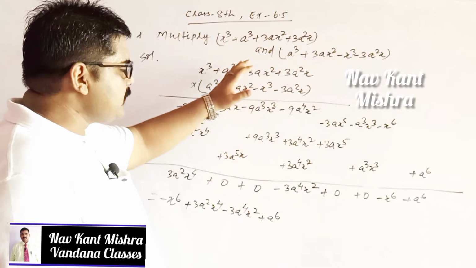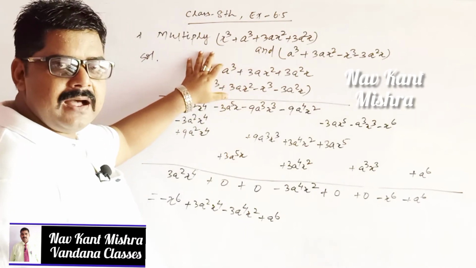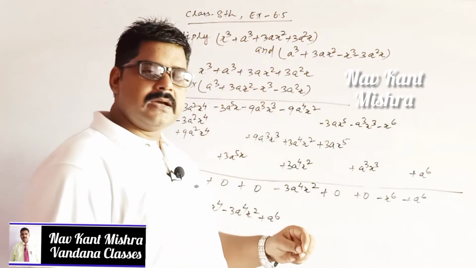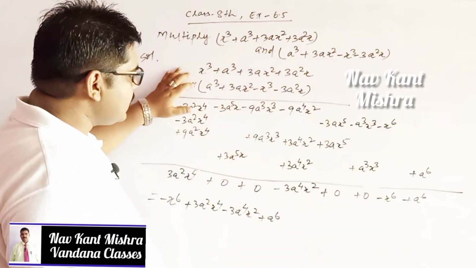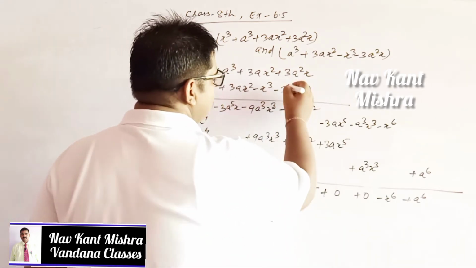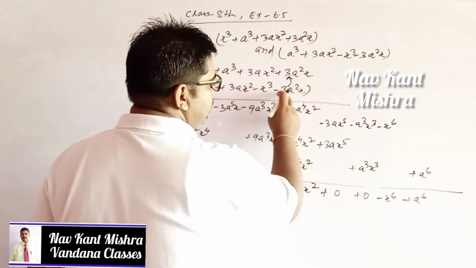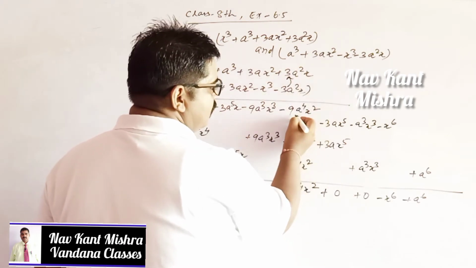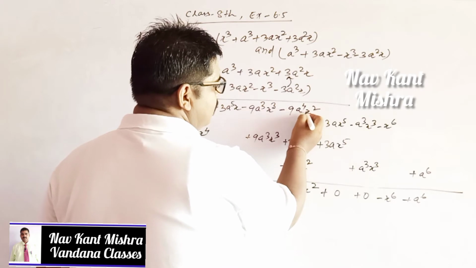My dear student, at first you have to write in the column method, because I am going to discuss by the column method. So at first you have to just write down, and after that you have to multiply one by one. When you multiply minus 3a squared x by 3a squared x, then you get minus 9a to the power 4 x squared.